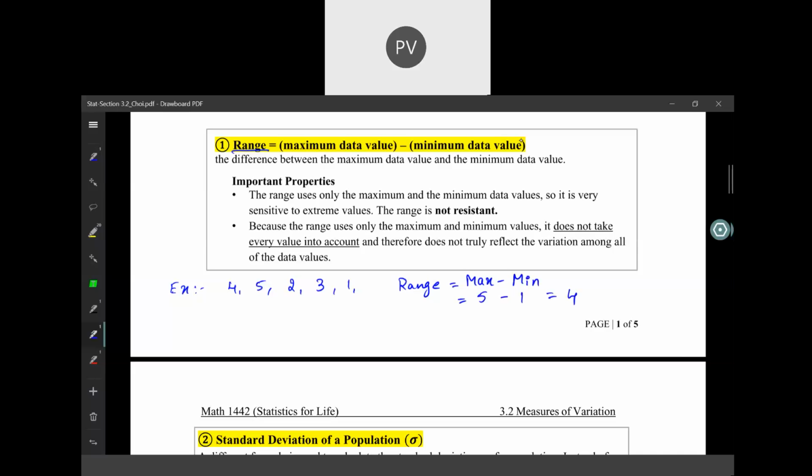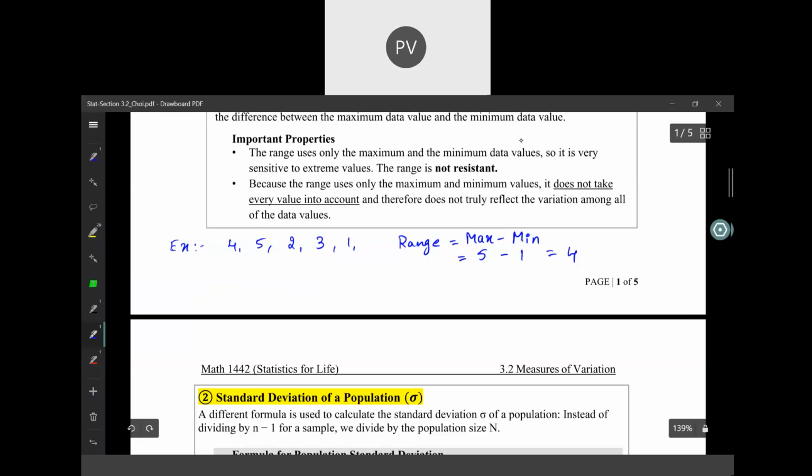So what exactly does this range do? That will give you the count of the numbers: 1, 2, 3, 4. So I have numbers between the range 1 to 5, and I have 4 numbers in that range. That's the meaning of range.